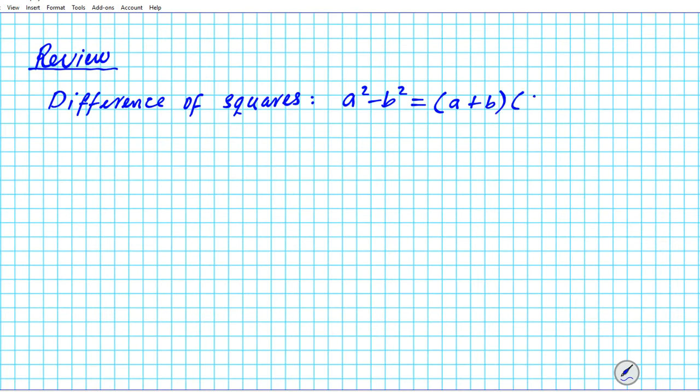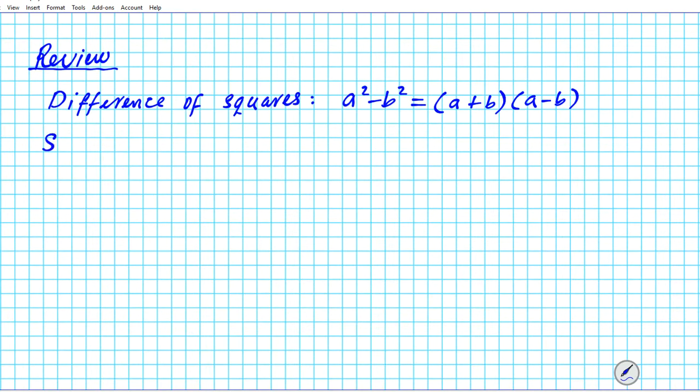So some formulas you want to keep in mind. The first one is the difference of squares formula. The difference of squares formula helps you to factor a difference of squares. So if you have a squared minus b squared, the factored form of this is simply a plus b times a minus b. Okay, you just take the square root of the squares and express the roots as a sum quantity and a difference quantity.